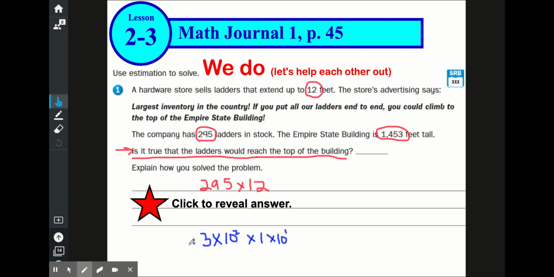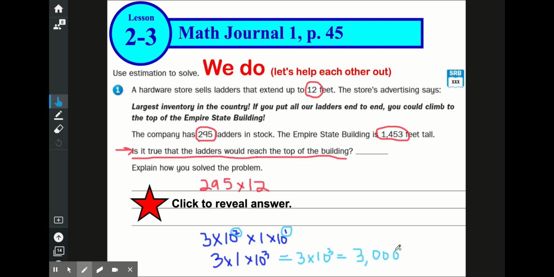Notice this time I'm using powers of 10 instead of just the multiples of 10. I'm going to rewrite this as 3 times 1 times 10 to the third. How'd I get 10 to the third? Hopefully you saw that we have an exponent of 2 and an exponent of 1 here, giving us the exponent of 3. And then finally, I would say my answer would be 3 times 10 to the third, giving us a final answer of 3,000.